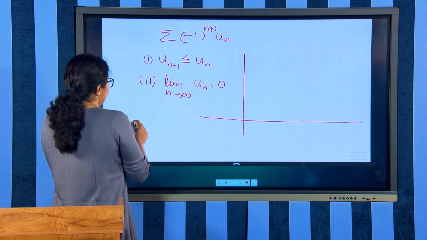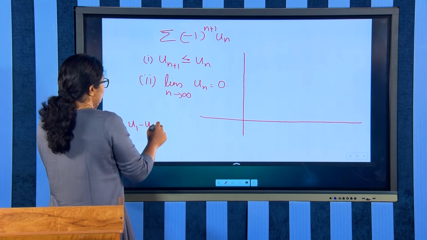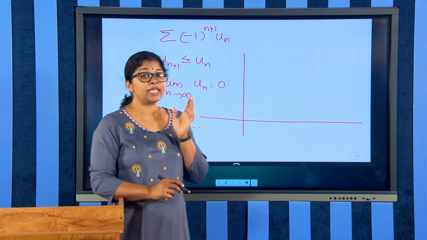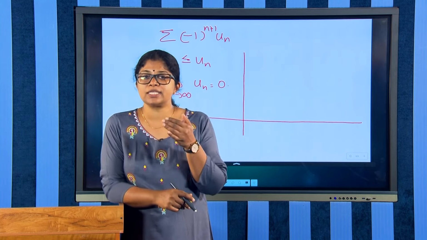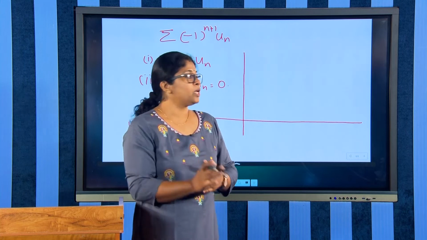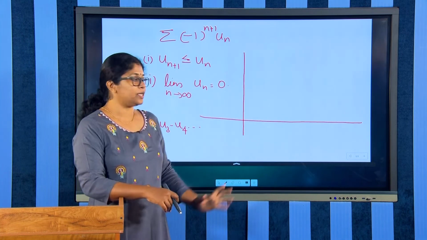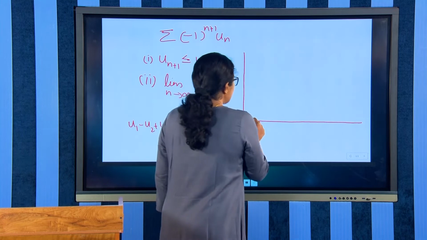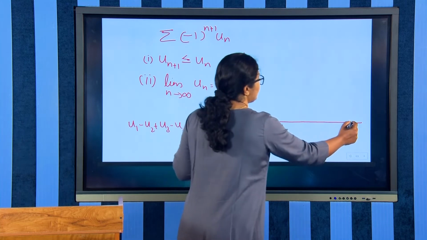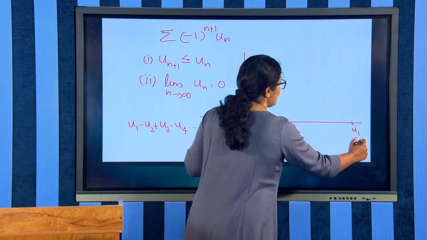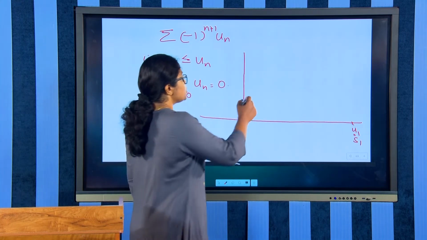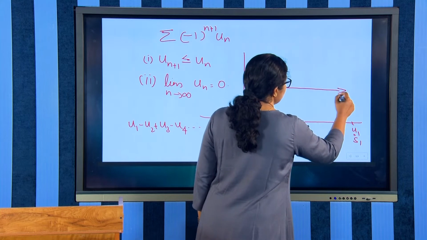This series is nothing but u1 minus u2 plus u3 minus u4, etc. We have seen in the case of infinite series that an infinite series converges if and only if the sequence of partial sums converges. So, let us look at the partial sums of this particular series. First, we are starting with some u1. So, let that u1 be somewhere here. So, this is your u1, which is exactly the same as your s1, the first partial sum. So, the first partial sum is up to this point.